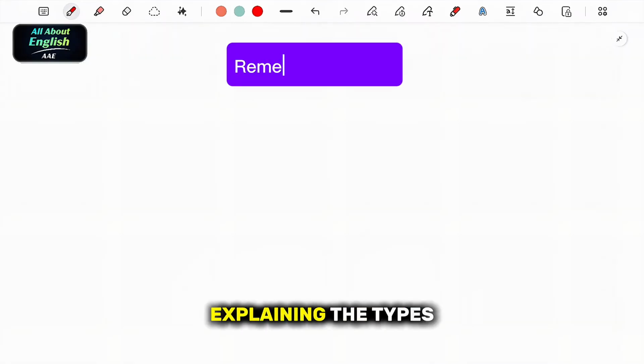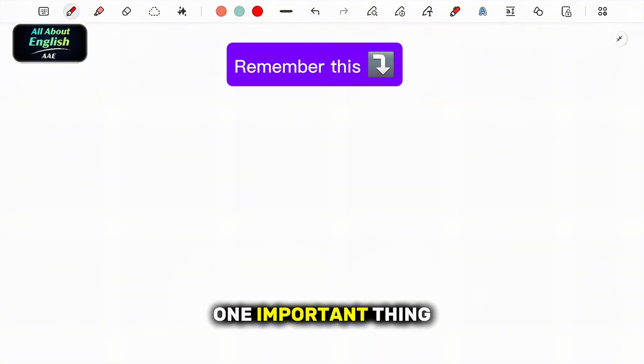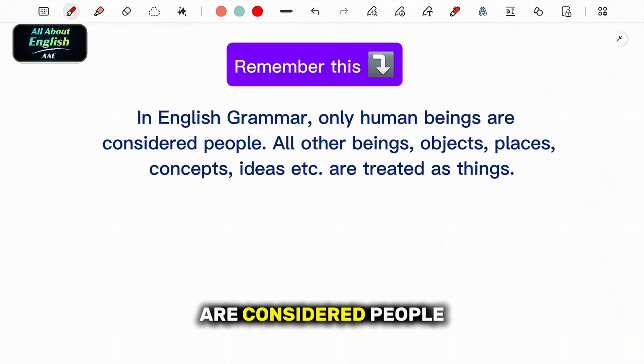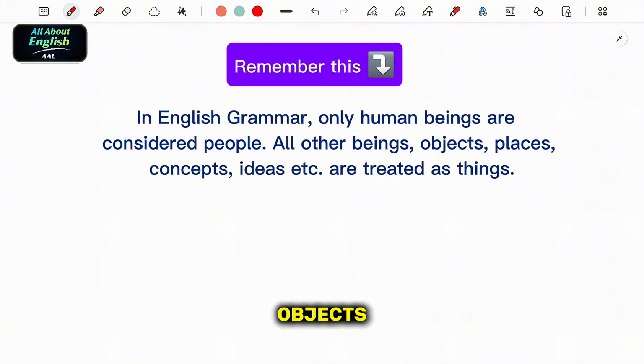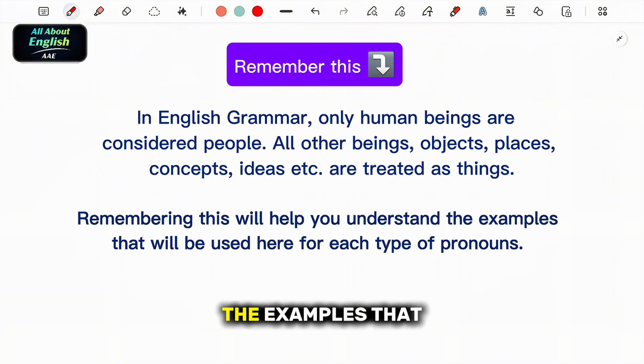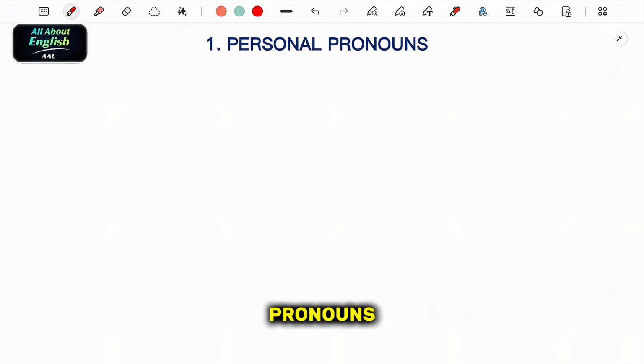Before I start explaining the types of pronouns, let me clarify one important thing. In English grammar, only human beings are considered people. All other beings, objects, places, concepts, ideas, etc. are treated as things. Keep this in mind because it will help you understand the examples that I'll use for each type of pronouns. Number 1, personal pronouns.